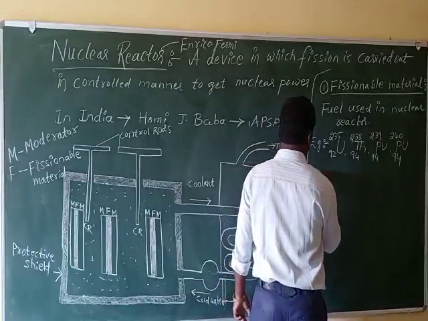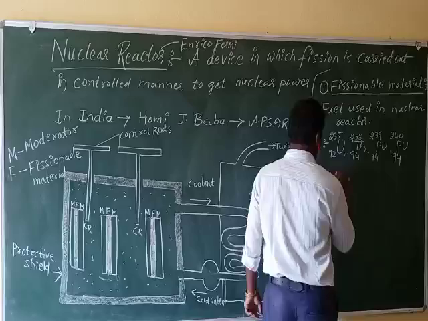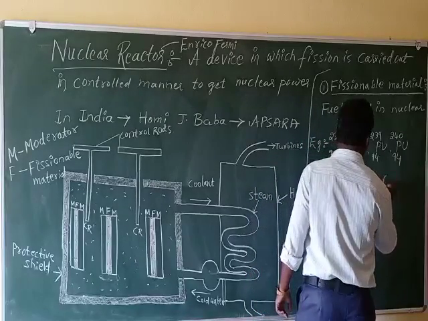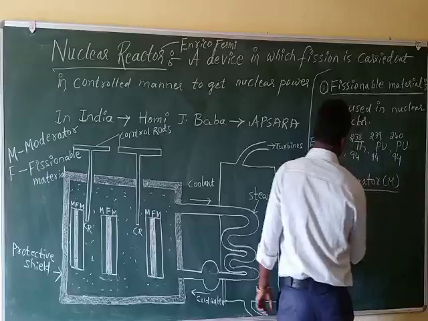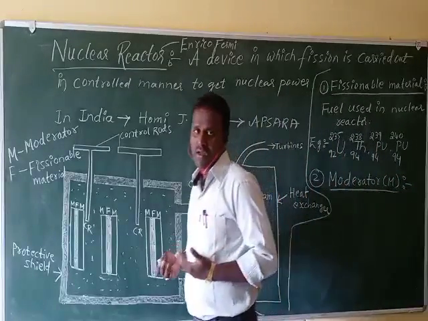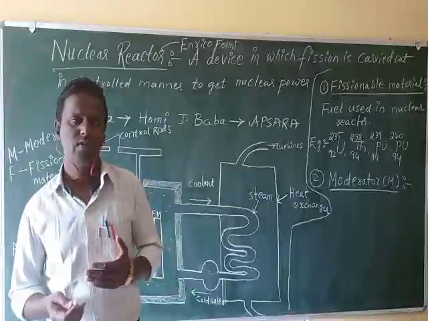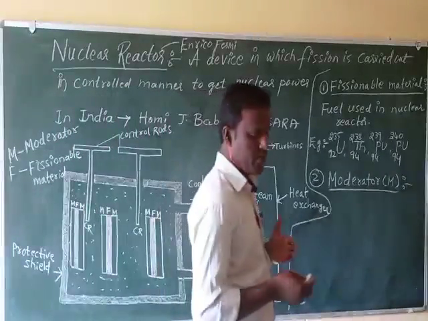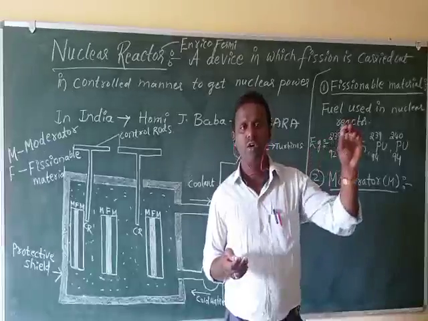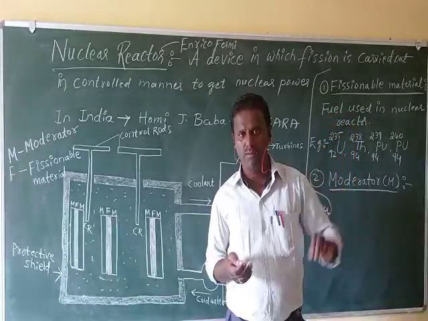So the second part is the moderator. I am writing the second part as moderator, M. See, first of all, to start the nuclear fission process, there are neutrons that initiate the fission process. First, one neutron hits the uranium nucleus.